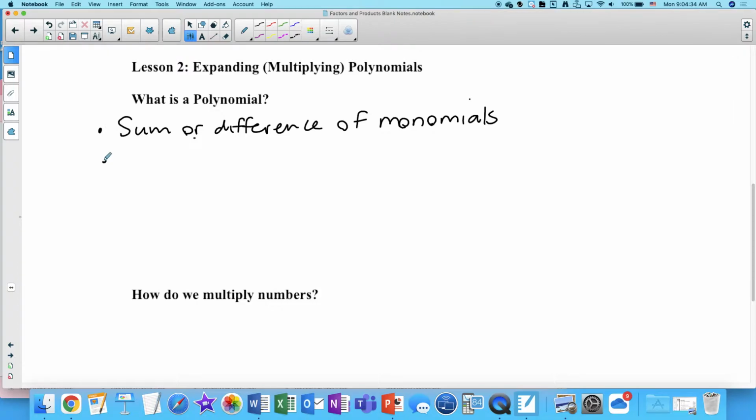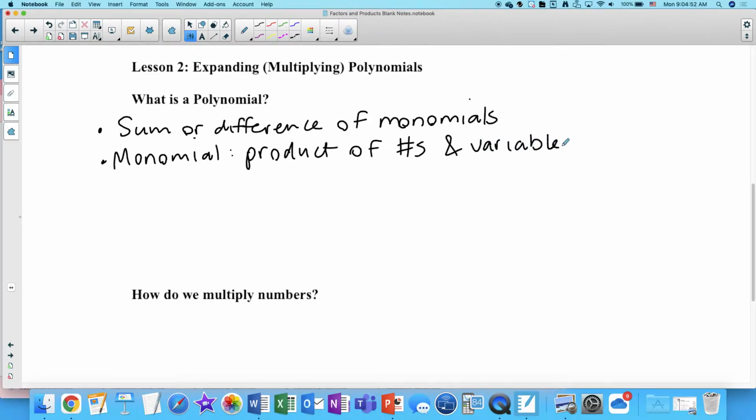And a monomial is the product of numbers and variables. We're multiplying numbers and variables together. Right? So for example, 2x, negative 3a squared bc. Those will all be examples of monomials. A polynomial is when you add or subtract several of these together.